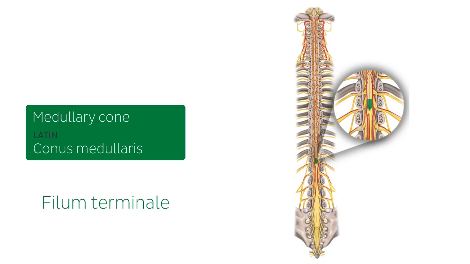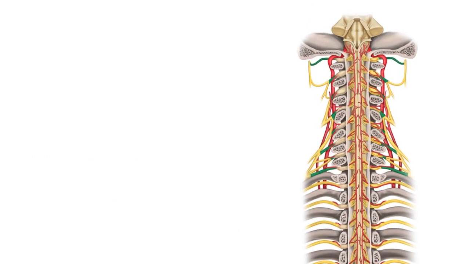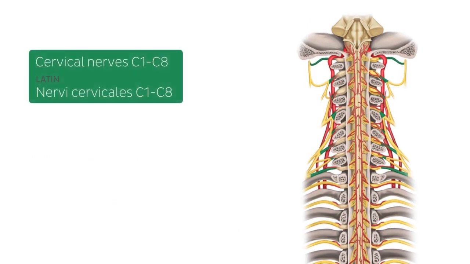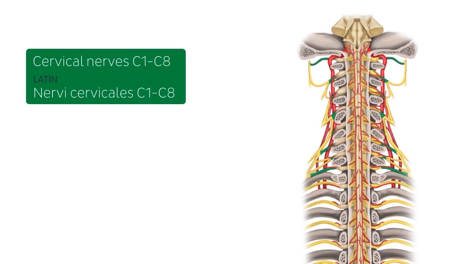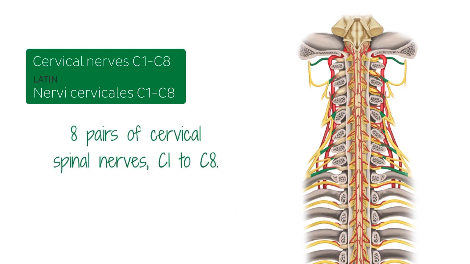As I mentioned earlier, the spinal cord gives rise to 31 pairs of spinal nerves, named according to their position with respect to associated vertebrae. The most superior spinal nerves that you see here highlighted in green are the cervical nerves. There are 8 pairs of cervical spinal nerves, C1 to C8.